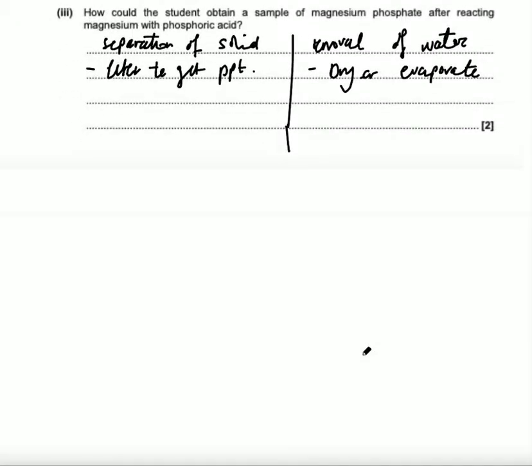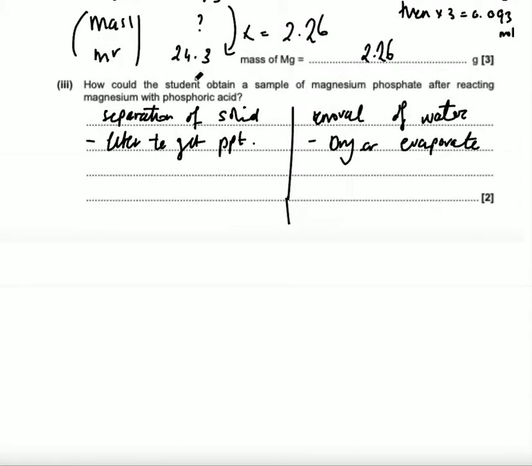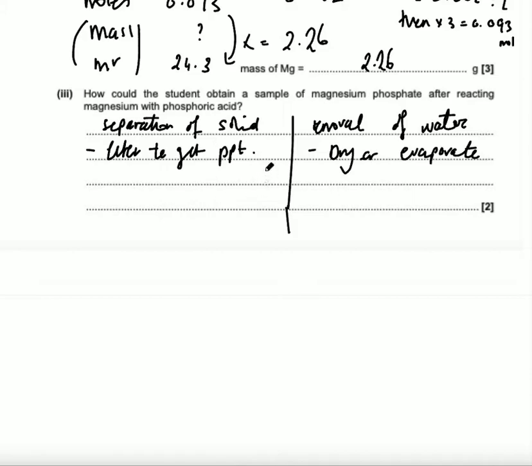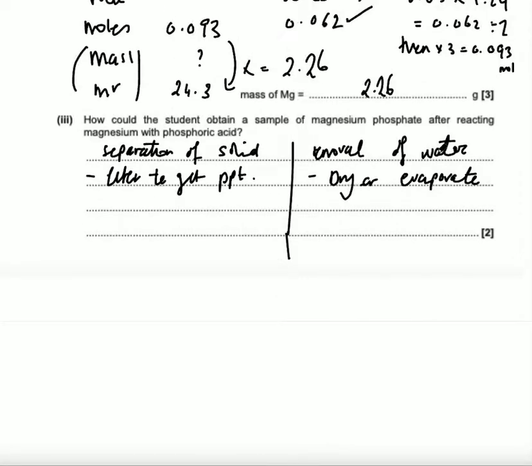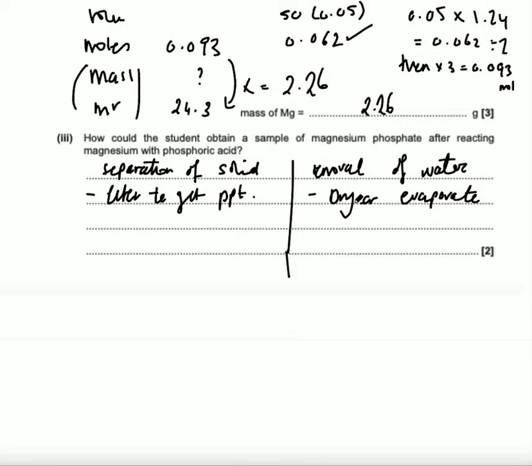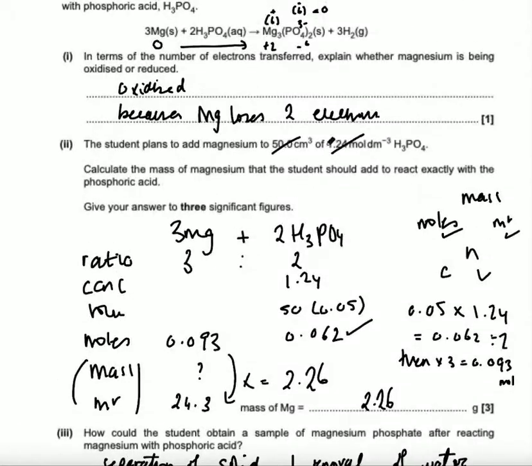How could the student obtain a sample of magnesium phosphate after reacting magnesium with phosphoric acid? So there are 2 ways you can do this. Once we've reacted it and we get a solid, we can separate the solid by filtering to get the precipitate out. Another way you can do it is by removal of water. So what we mean is we just dry or evaporate the liquid, and we should get the solid remaining. And this is because we're trying to get this out.